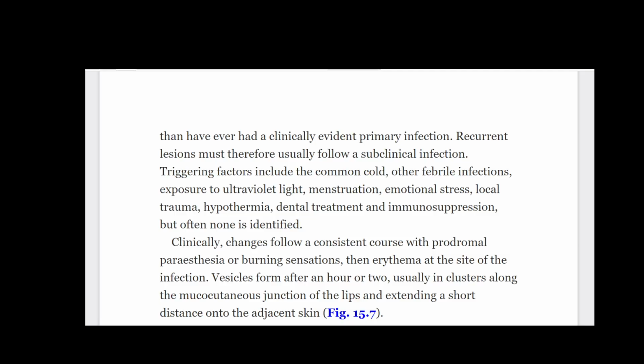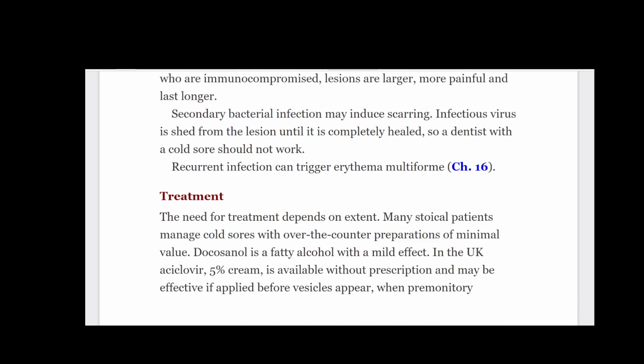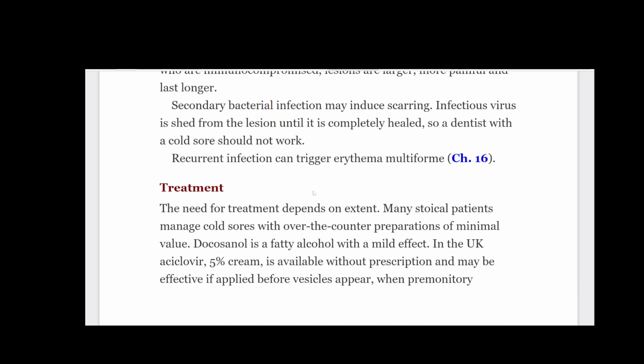Triggering factors include the common cold, other febrile infections, exposure to ultraviolet light, menstruation, emotional stress, local trauma, hypothermia, dental treatment and immunosuppression, but often none is identified. Clinically, changes follow a consistent course with prodromal paresthesia or burning sensations, then erythema at the site of the infection. Vesicles form after an hour or two, usually in clusters along the mucocutaneous junction of the lips and extending a short distance onto the adjacent skin, Fig. 15.7.